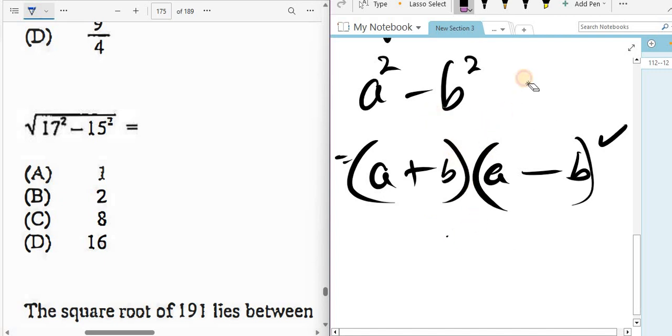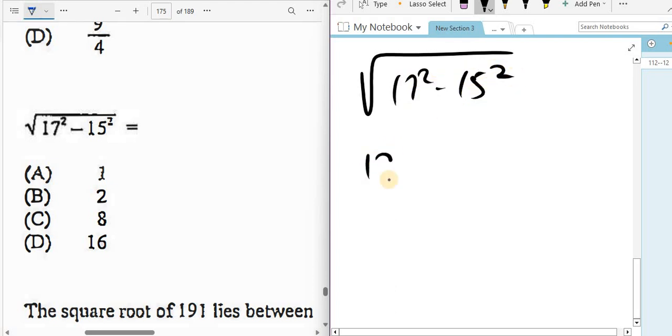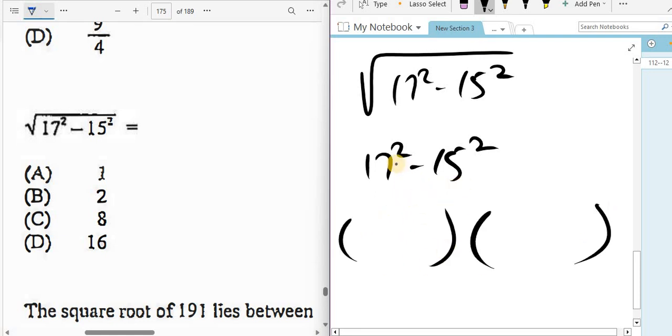Let me show you. Let's go down to this point here. If I have the square root of what? 17 squared minus 15 squared, I can simply do this. 17 squared minus 15 squared is the difference of two square numbers, isn't it? Look at this, guys. Very simple. Is this the difference of two squares? In this case, a is what, and b is what?